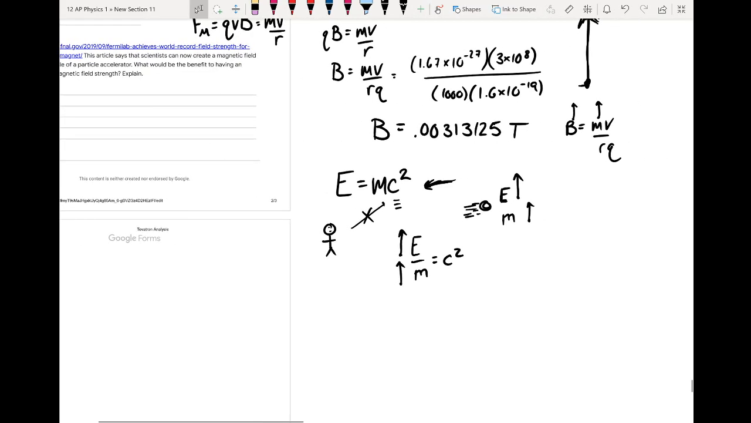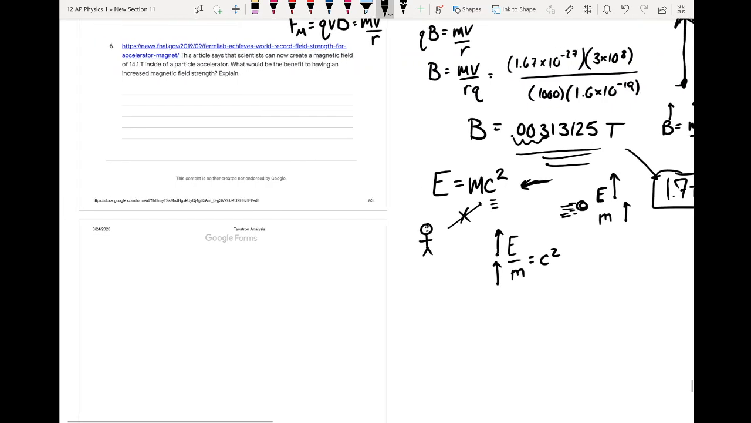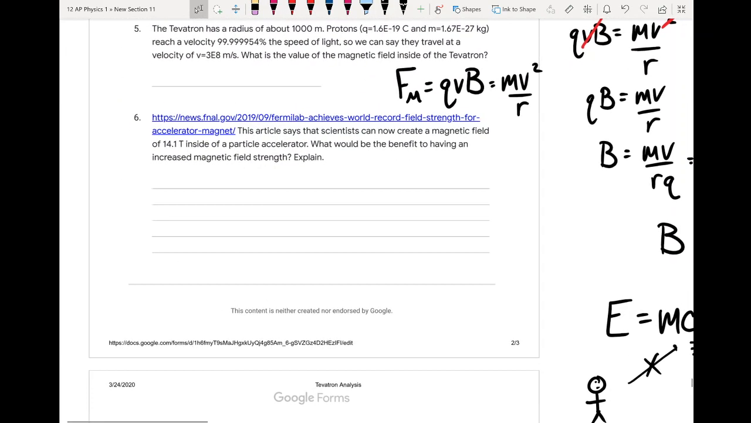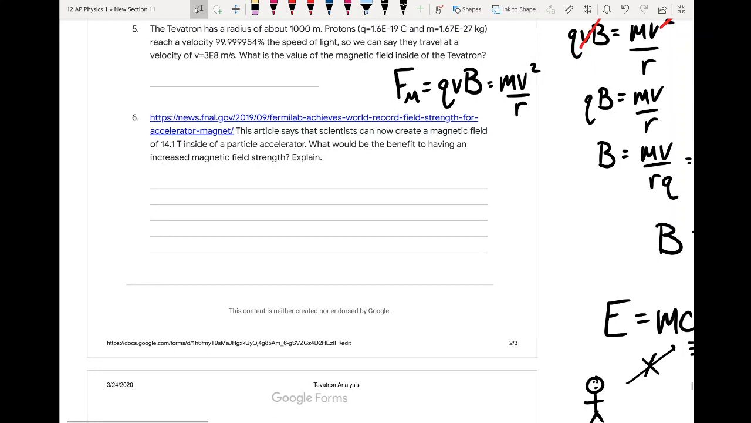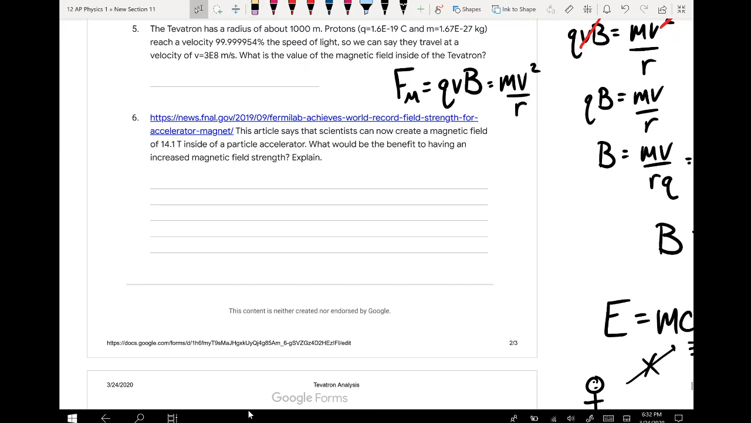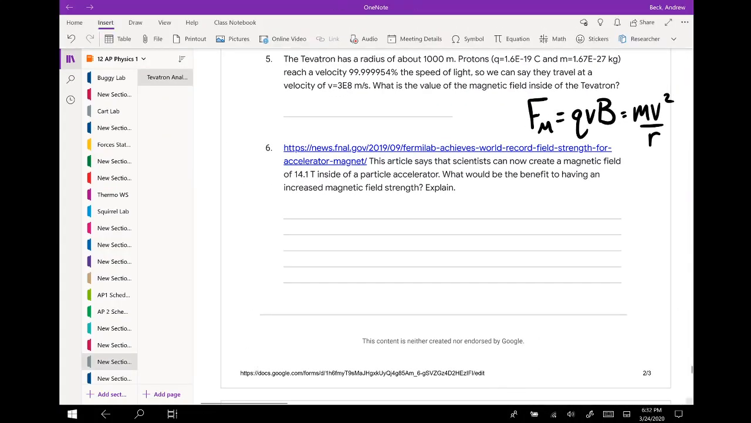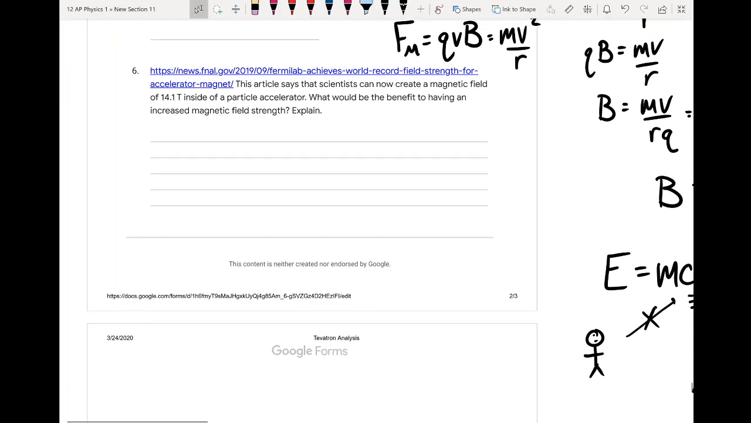So that's just one explanation for why it's probably a lot larger in real life. I looked up some numbers. It's about 1.7 Teslas for the maximum in real life. So we're off by a couple powers of 10, which is odd, but that's all right. And then the final one: there's this article that says scientists can now create a magnetic field of 14.1 Teslas inside of a particle accelerator. It's kind of a cool link. I'll pull it up at the end. We'll just buy into it.